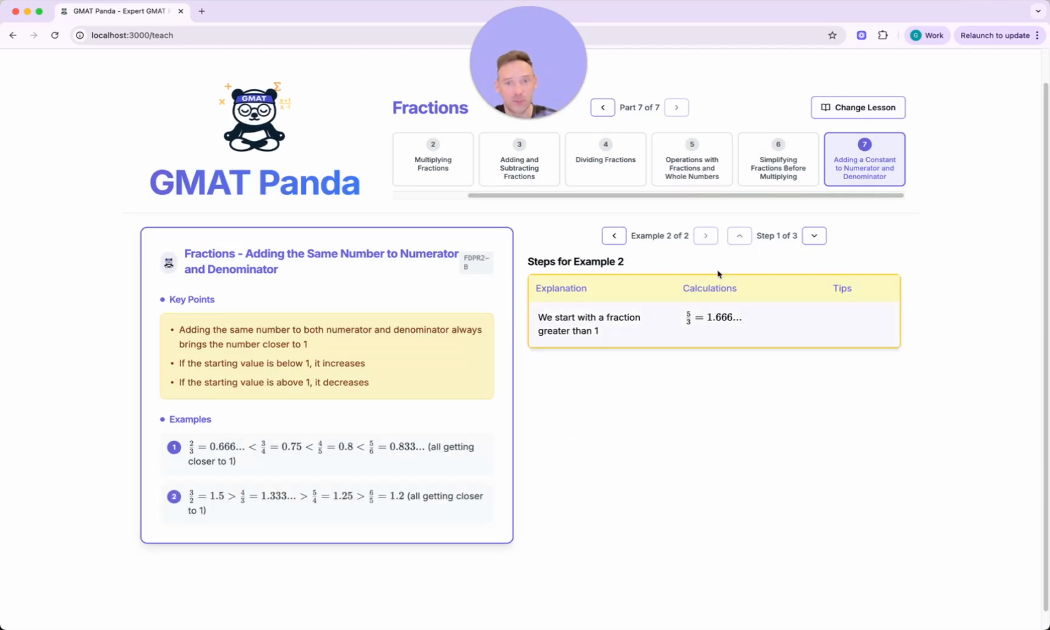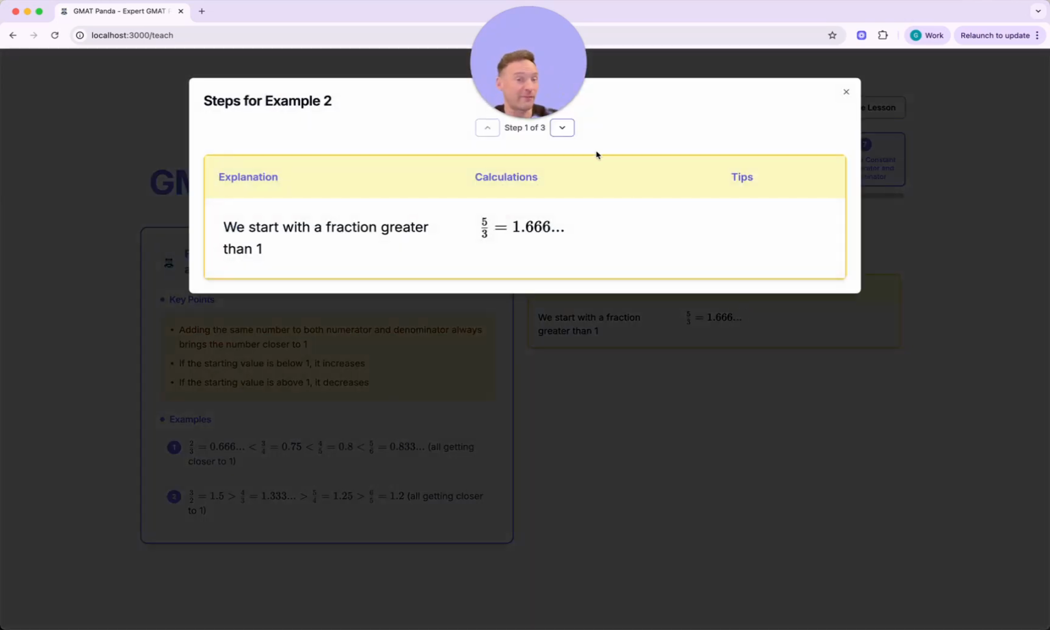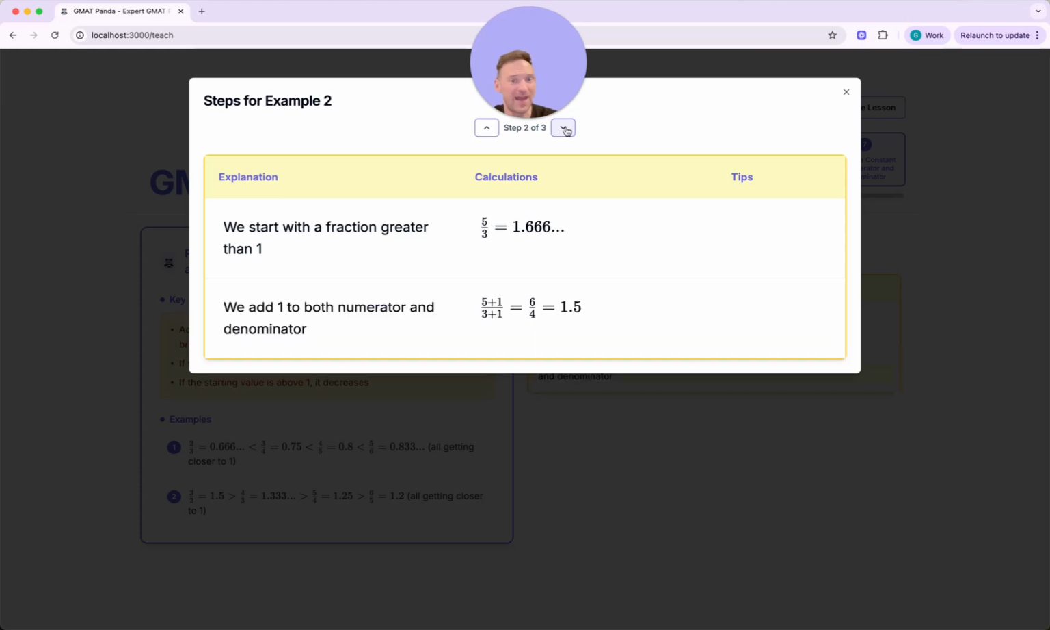Now, you can also have fractions that are bigger than 1, right? So when the numerator is bigger than the denominator. So let's say that we have 5/3. In this case, we add one at the top and one at the bottom. We get 6/4, and that is equal to 1.5.